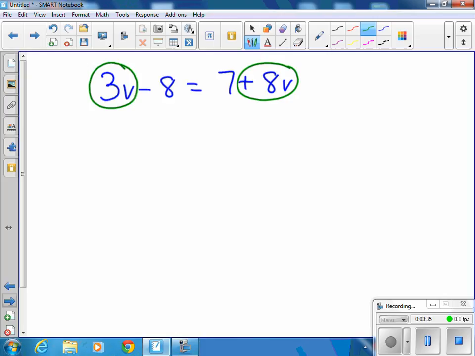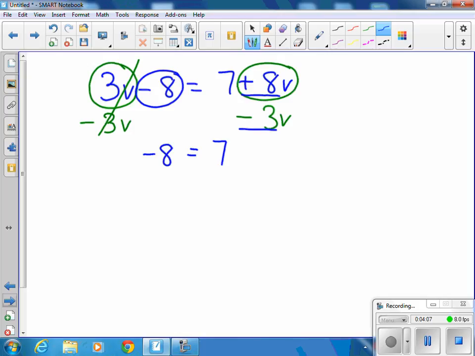Taking a look at this, I'm thinking let's subtract the 3v from both sides, because this will cancel out right here and this will leave me with a positive v value, which I like, on the right-hand side. So I have negative 8, because don't forget that sign, folks. See right there? Circle it if you need to. That's a negative 8 on the left-hand side. Equals, can't forget my 7 either. I have 7. Now what's happening here? We have positive 8 minus 3, which is going to give me a positive 5v.